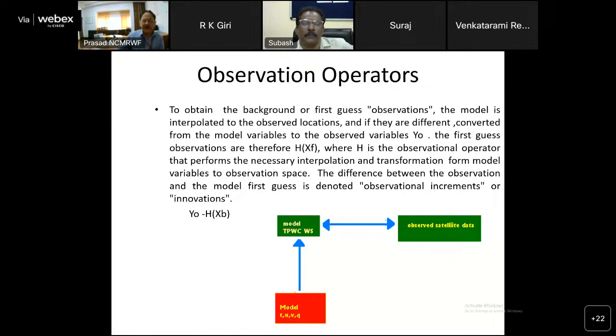By integrating the humidity, we get the TPW. That integration is the operator. For every observation, an operator has to be built, and these operators convert model variables to observations. With observations, we can generate innovation.